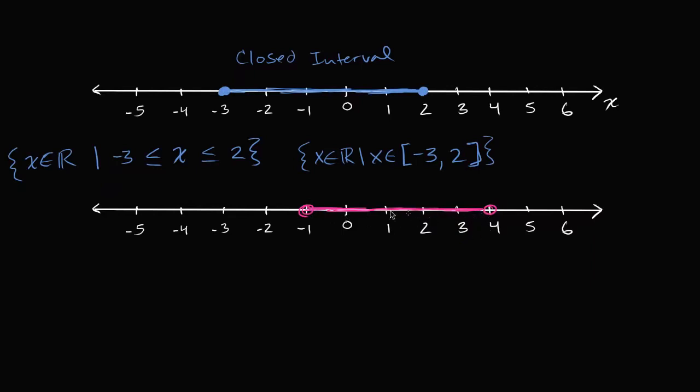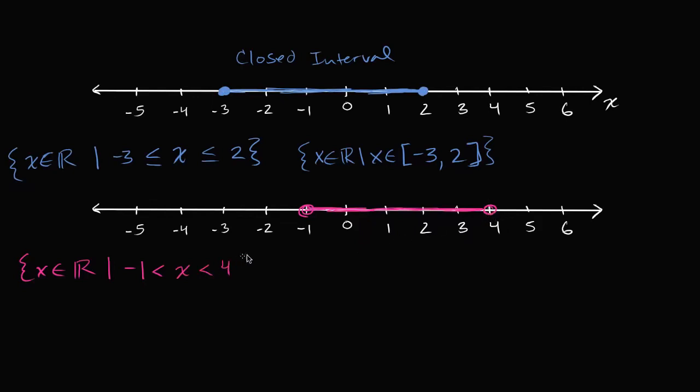So what would be the notation for this? Well, here we could say x is going to be a member of the real numbers such that -1, I'm not going to say less than or equal to because x can't be equal to -1. So -1 is strictly less than x is strictly less than 4. Notice, not less than or equal because x can't be equal to 4.